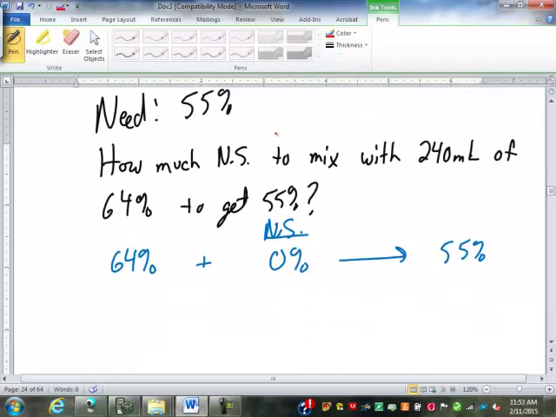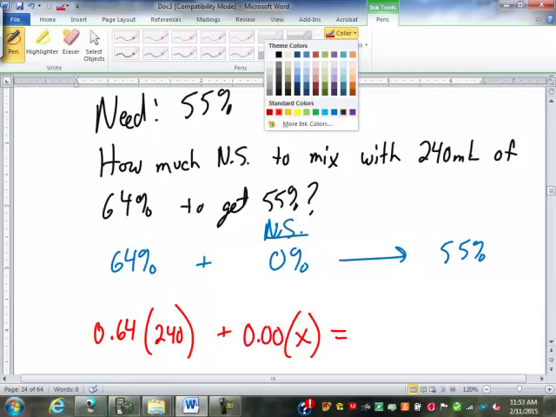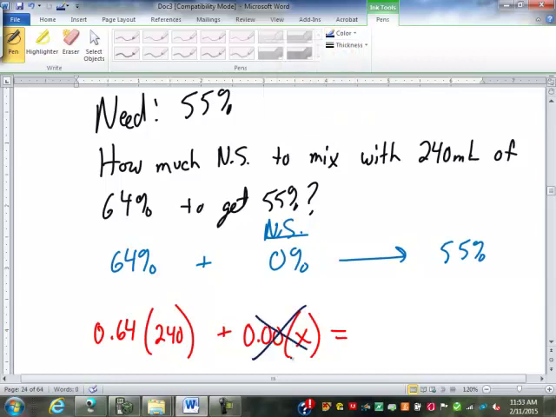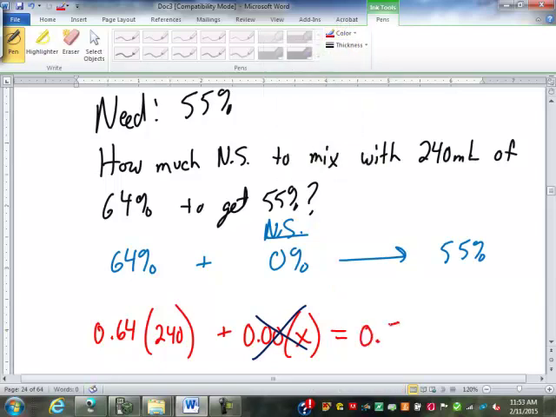So the 64% is 240 milliliters, so 0.64 times 240. The sterile water is 0%. That's 0.00 times the amount, which is going to be x, because that's the amount we're looking for. Now, we don't even need to write that in. We know that 0 times x is going to be 0. It's going to cancel out. But I write it in there because when we do the amount of the 55%, that'll be 0.55. We need to remember that 240 plus x is that total amount.